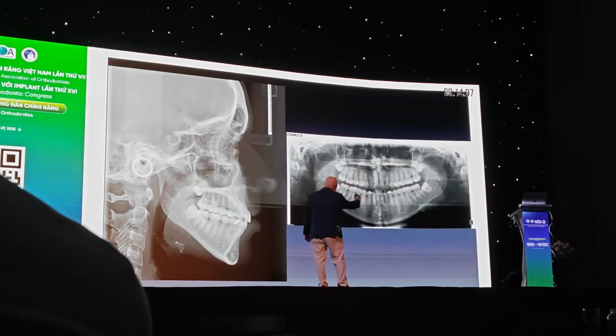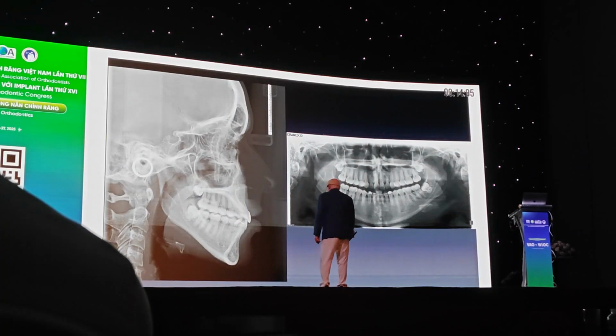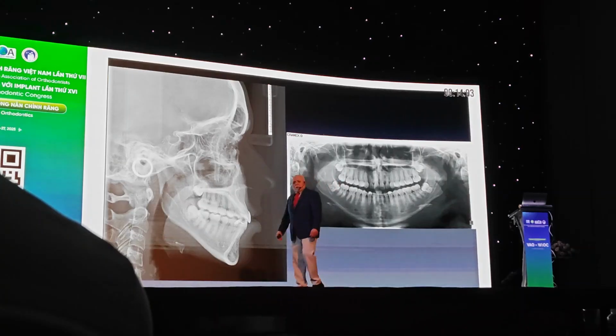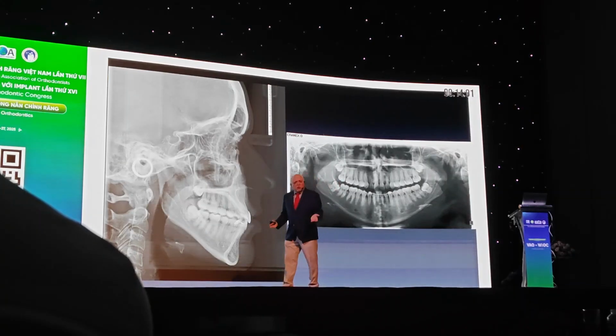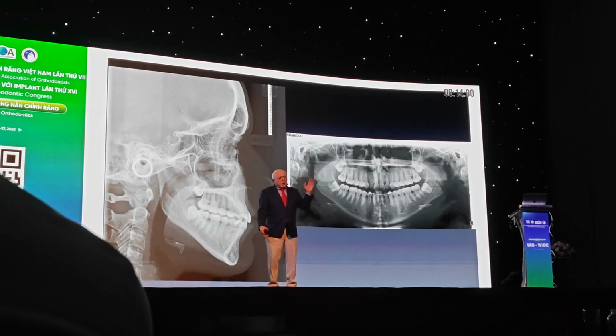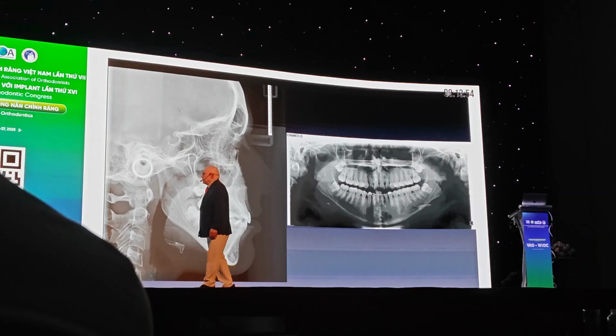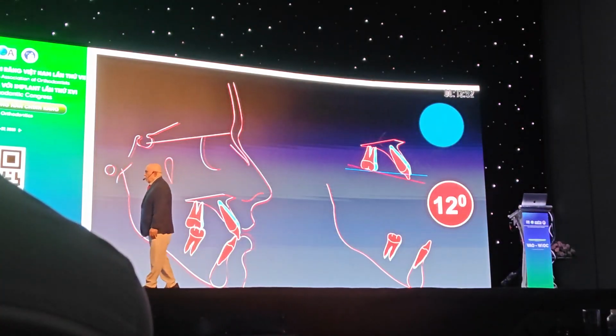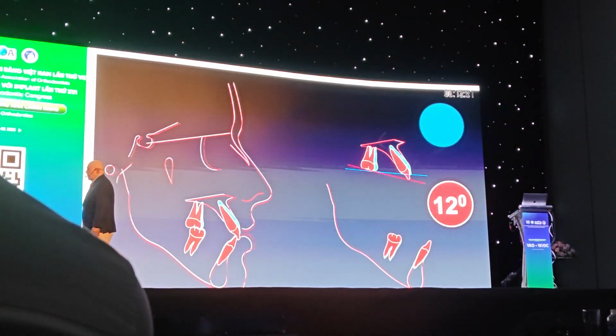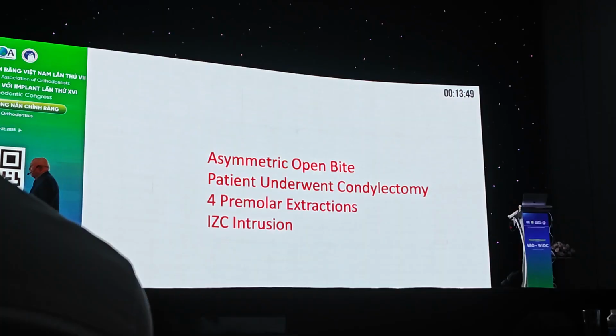Take a look at the long axis of the teeth. They look pretty good. So anytime you are doing a distalization of the whole arch, you have to take the third molar out of the picture. You don't want the third molar to be there. Showing you how much change, 12 degrees of occlusal plane change in this patient.